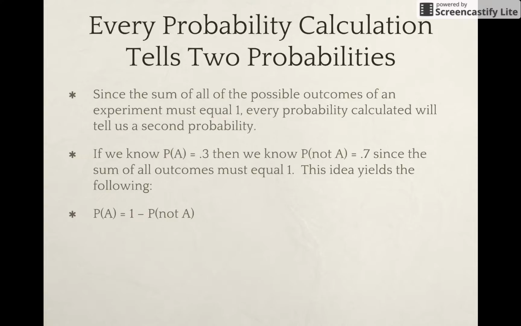A really important idea is that every probability that we calculate will actually tell us two probabilities. Considering this big idea that all the probabilities of the outcomes must sum to equal 1, this will allow us to say things like, if the probability of event A is 0.3, then the probability of all those things that are not A would have to be 0.7, since all of those outcomes must sum to equal 1. And so this gives us the following formula here. The probability of event A is given by 1 minus the probability that A does not occur.